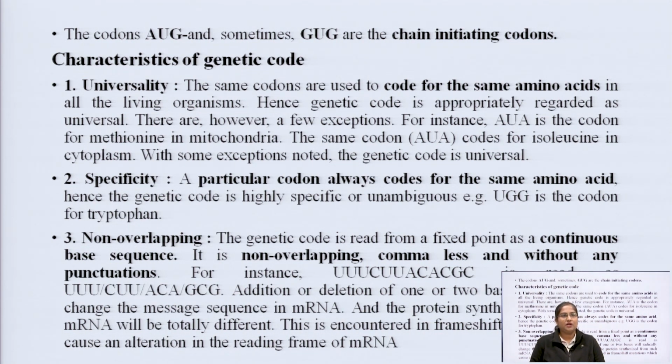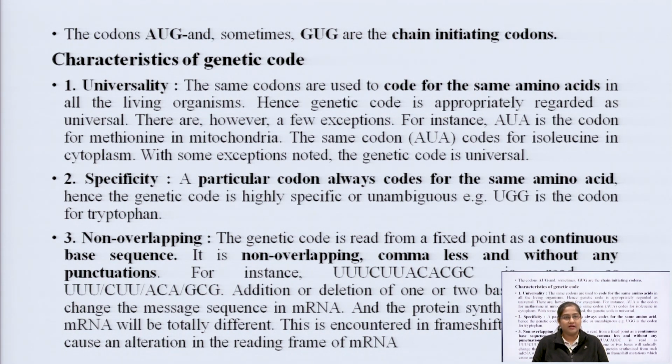Second is specificity. A particular codon always codes for the same amino acid. Hence, the genetic code is highly specific or unambiguous. For example, UGG is the code for tryptophan. So there is always a particular codon for the same amino acid.